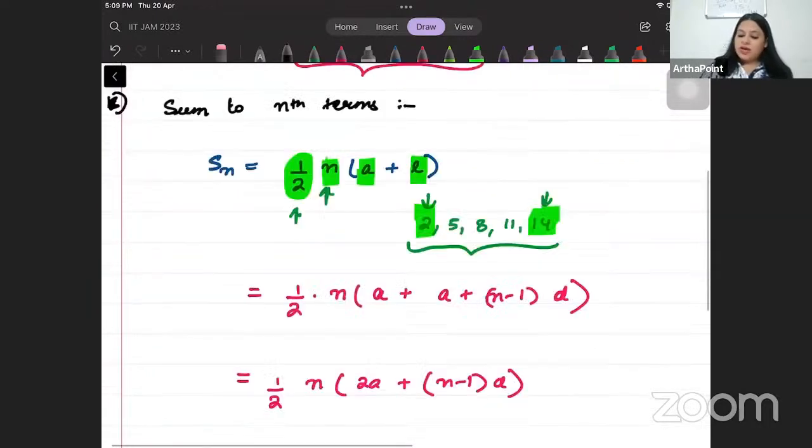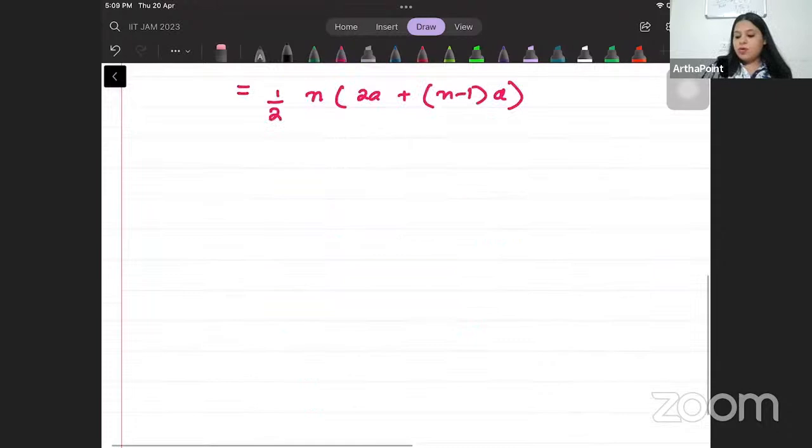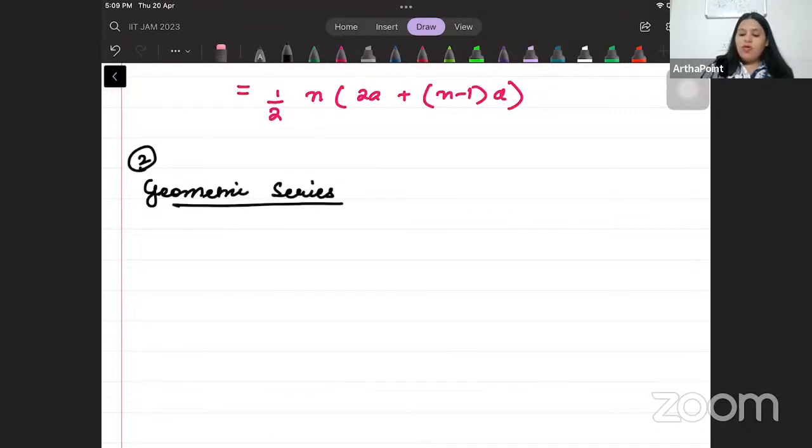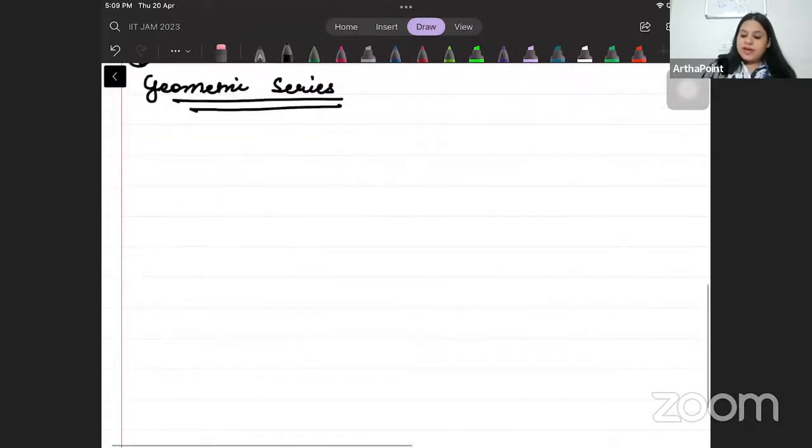Now we can go ahead to the next one. We want to talk about GP. So write down the second one, geometric series. And let us write down all the formulas of the geometric series. So first of all, we will write down A, general kth term.